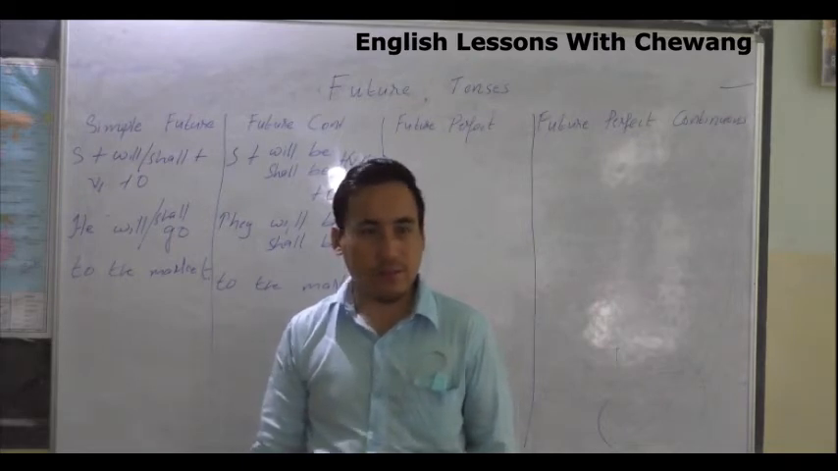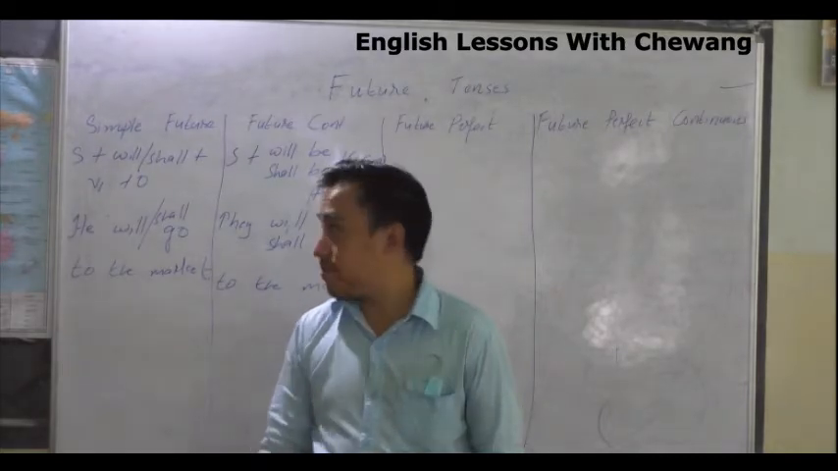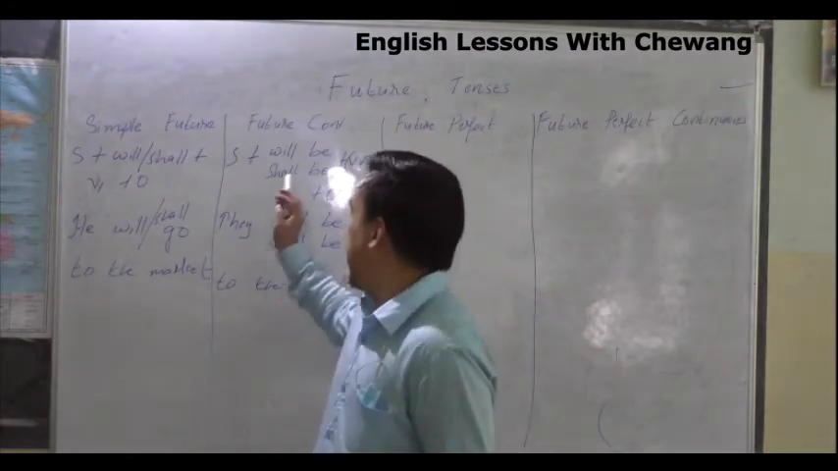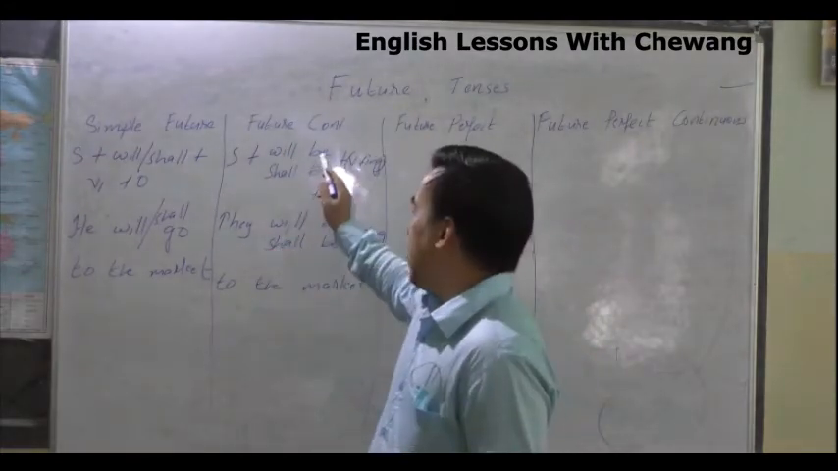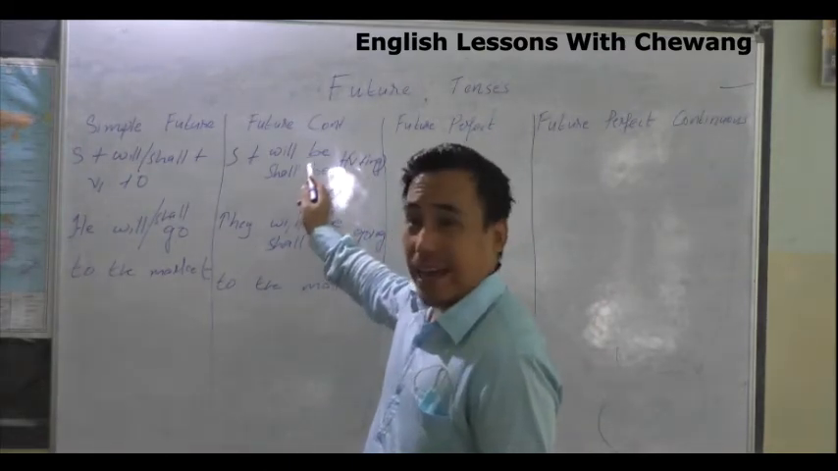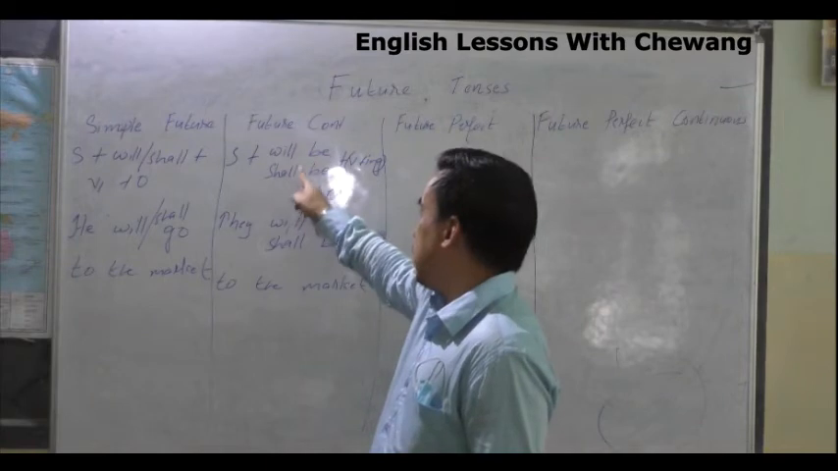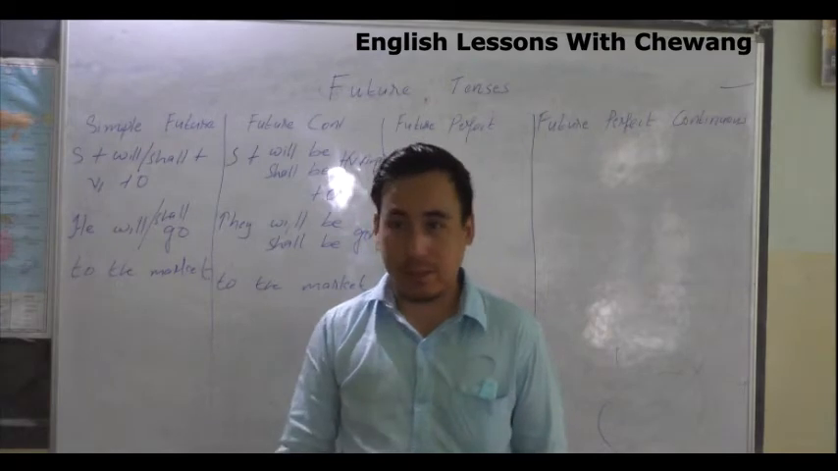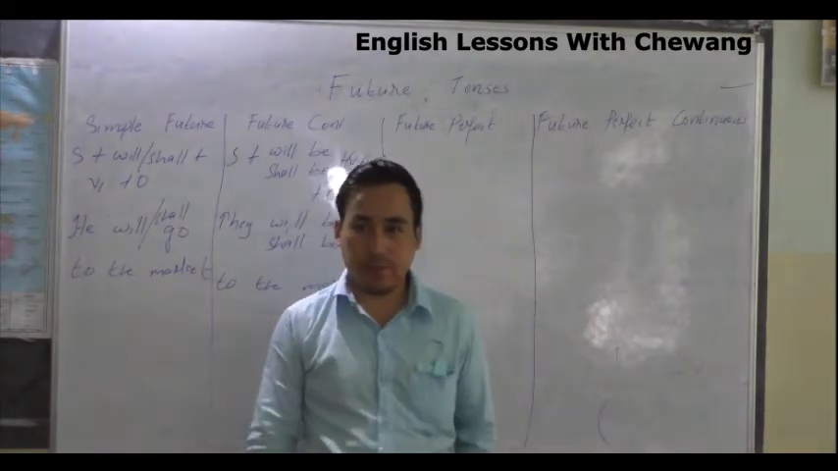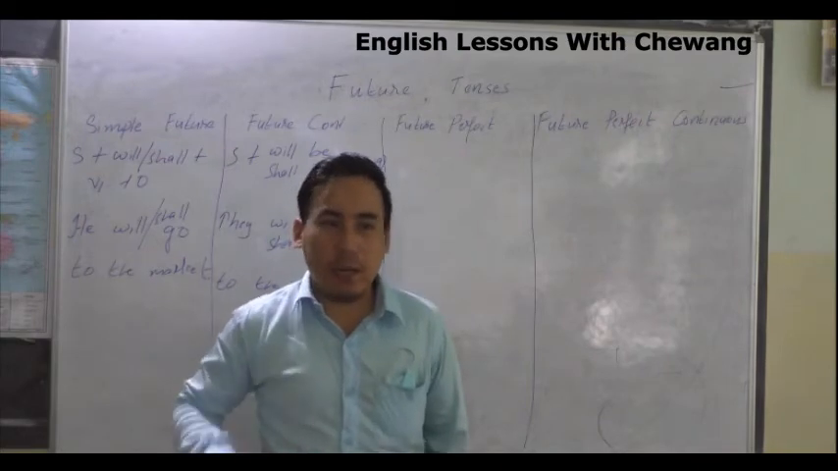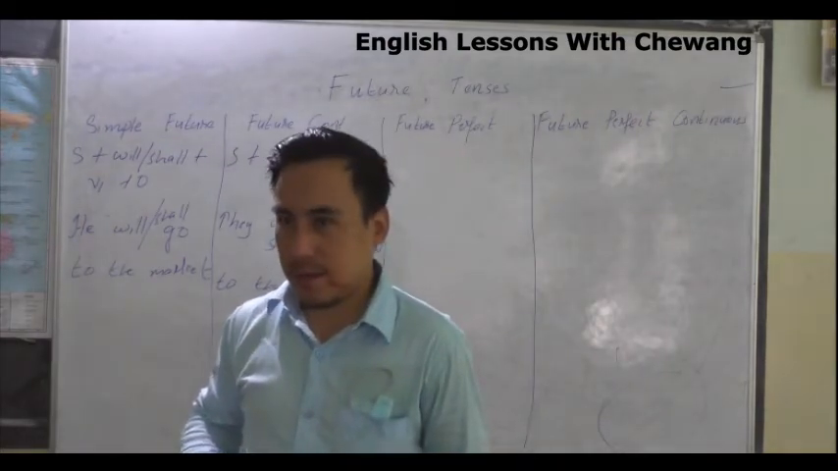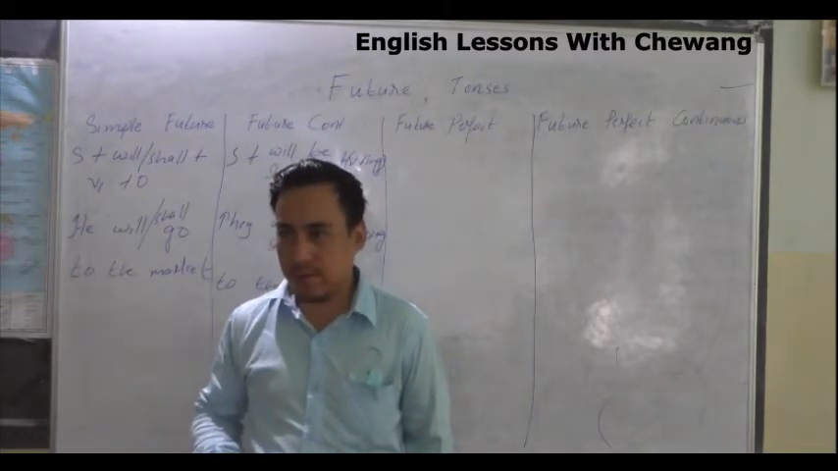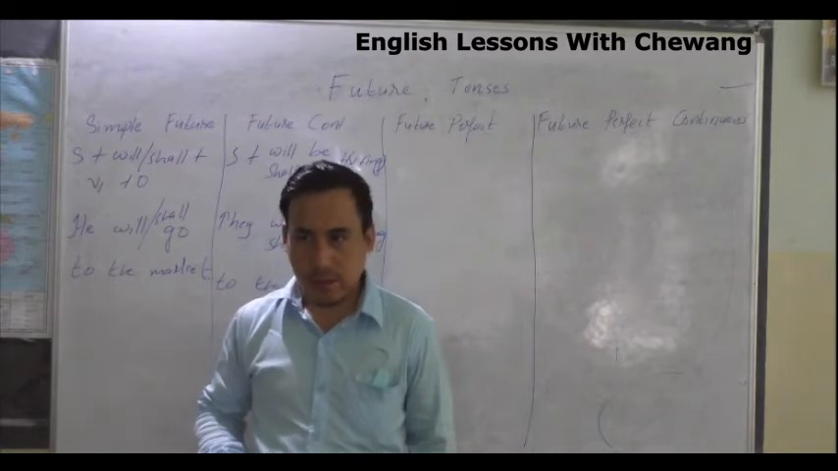Change it to interrogative. Interrogative. Remember, in future continuous, be. Every future continuous will be, shall be. Don't forget this. Okay? It will be there by any means. Now change it to interrogative. Will they be going to the market? Will he be going to the market? Clear? Okay.